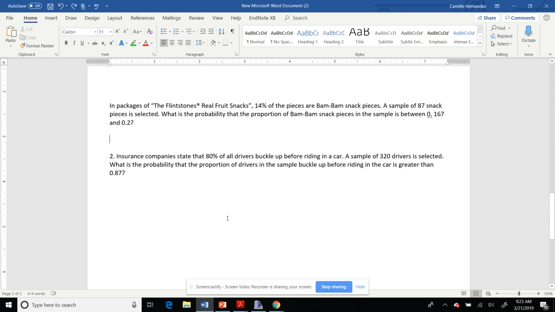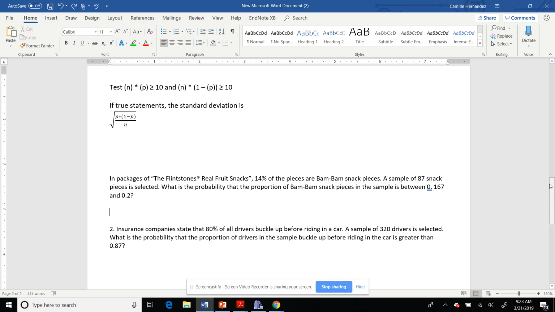So now I'm going to go ahead and show you some examples of lesson 15 and show you the differences between that and lesson 14 and 13. So here I have a problem from the lesson 15 exercises. And what I did up here is I put my assumptions and my standard deviation.